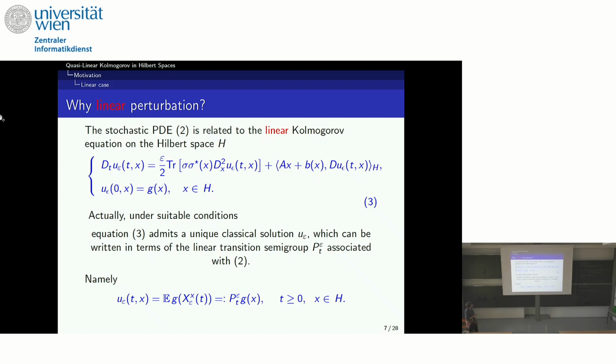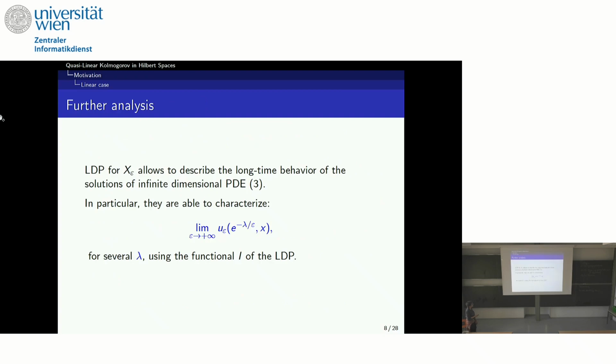Under suitable conditions, you can find a classical solution for this linear Kolmogorov equation, and it can be written in terms of a transition semigroup that will depend on epsilon, since we have a family that corresponds to the family of perturbed SPDEs. And this transition semigroup is linear because everything is linear here.